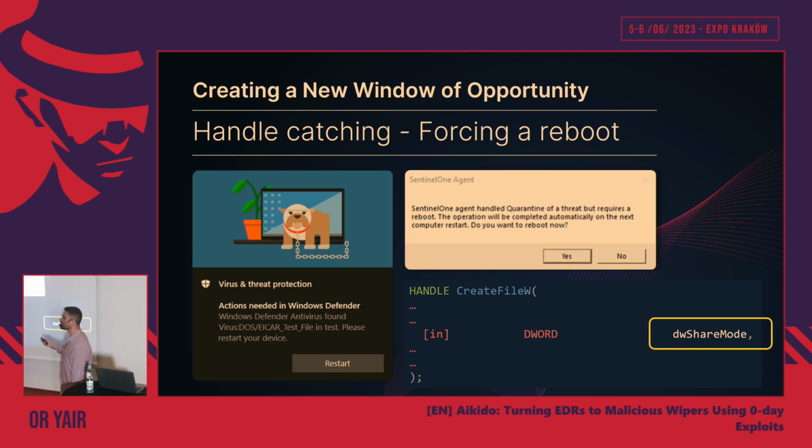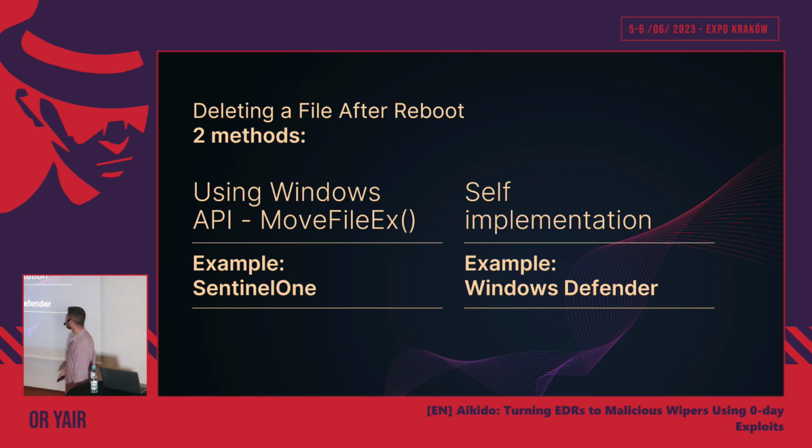So let's see how they implemented it. Some EDRs just use the default API in Windows for postponing a file deletion to after the next reboot. An example for an EDR that did it is the SentinelOne XDR. Some other EDRs just implemented this functionality on their own, meaning they kept a list somewhere of files to delete after the reboot, and then they just did it after the reboot.